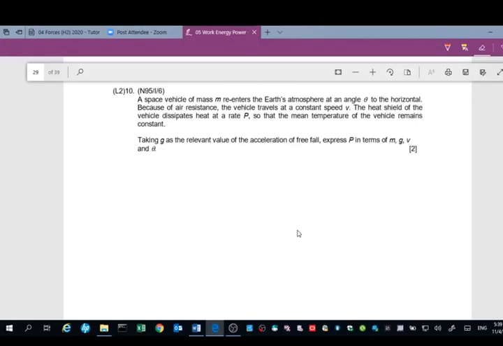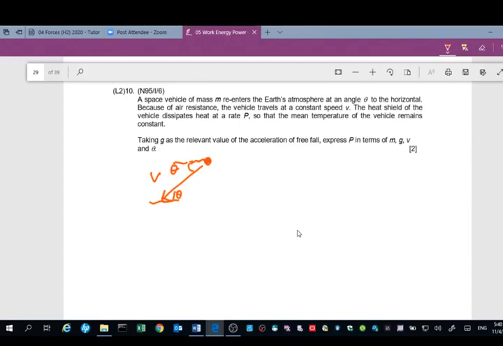Okay, so you're asked to express the rate of dissipation of heat P in terms of mg, v, and so on. So let's draw a simple diagram. This is our atmosphere, the vehicle. I draw the vehicle as a single mass that enters at an angle, the angle here from the horizontal. This angle is theta. So supposing the velocity here is v.